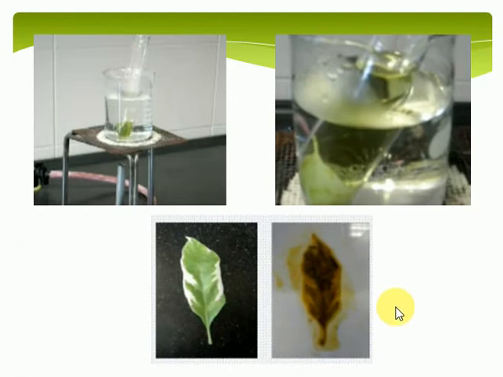So from this particular activity we conclude that chlorophyll is essential for photosynthesis, because the green portions contain chlorophyll, and that green area is the only area which is showing the positive test for iodine, that is the starch test.